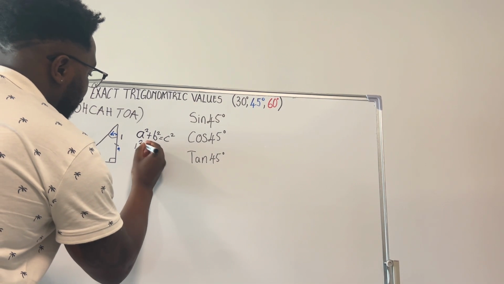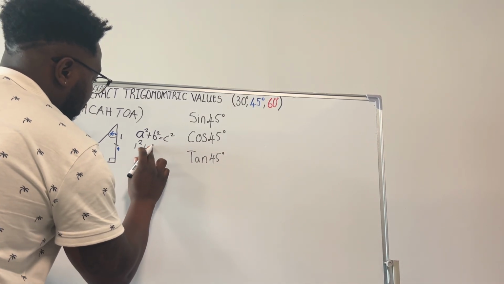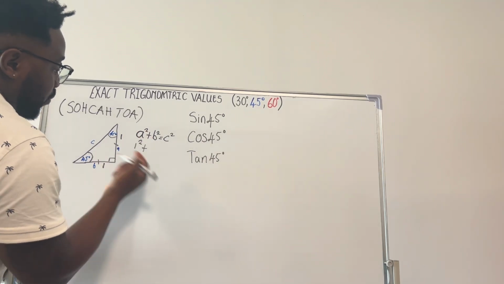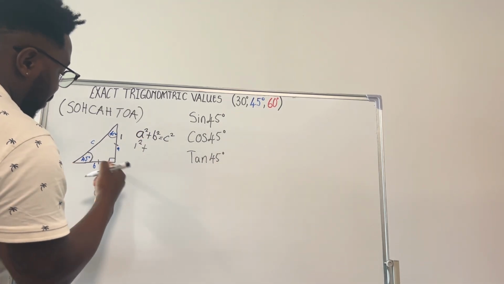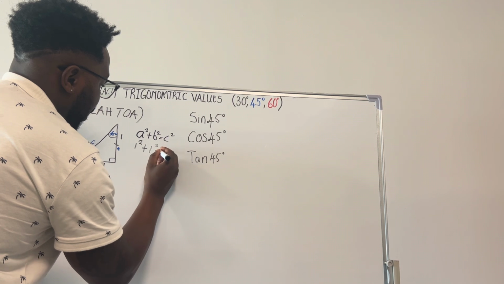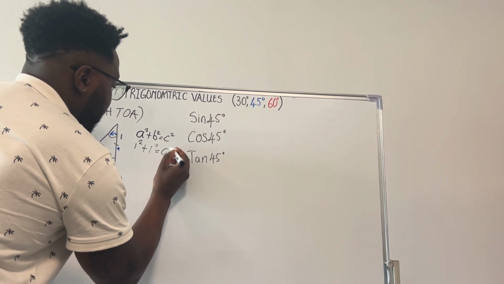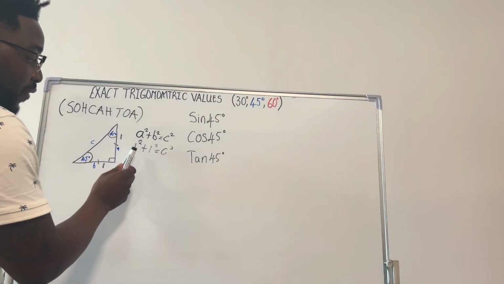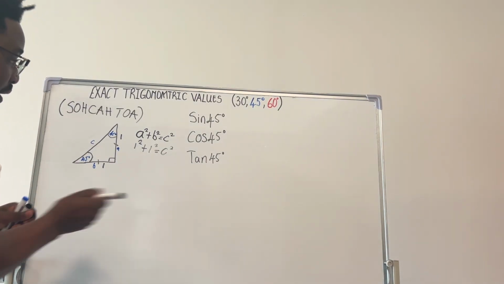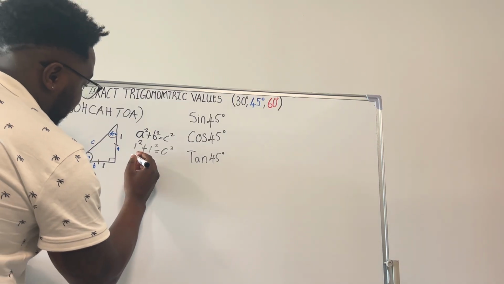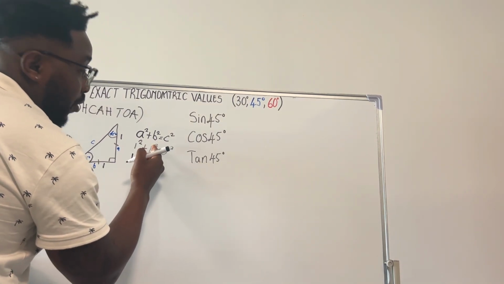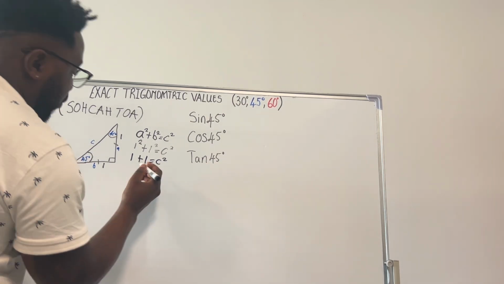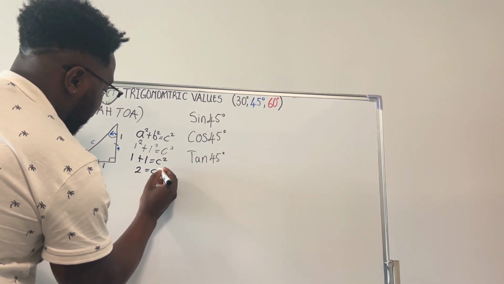We have 1 squared plus B squared. We're just substituting the values. So our A is 1 squared, and our B will also be 1 squared, equal to C squared. Now we have to find the values. The value of 1 squared is 1, plus another 1 squared, which is 1, equal to C squared. 1 plus 1 gives us 2 equal to C squared.